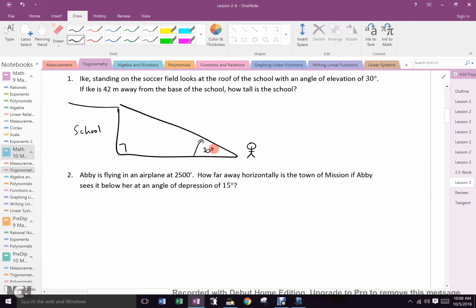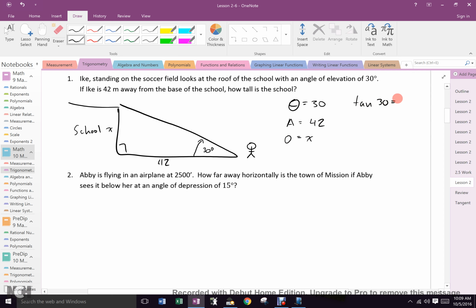Ike is 42 meters away from the school. How tall is the school? Well, what do I have? Do I have a theta? What is it? 30. What is 42 compared to 30? Adjacent. So I have an adjacent of 42. I need this guy, which is opposite. What uses O and A?